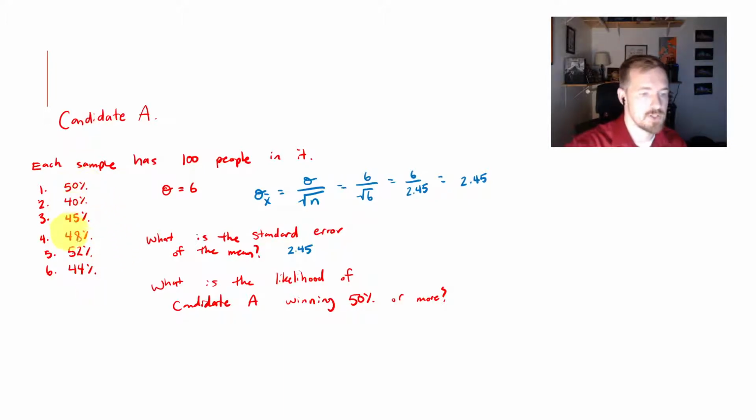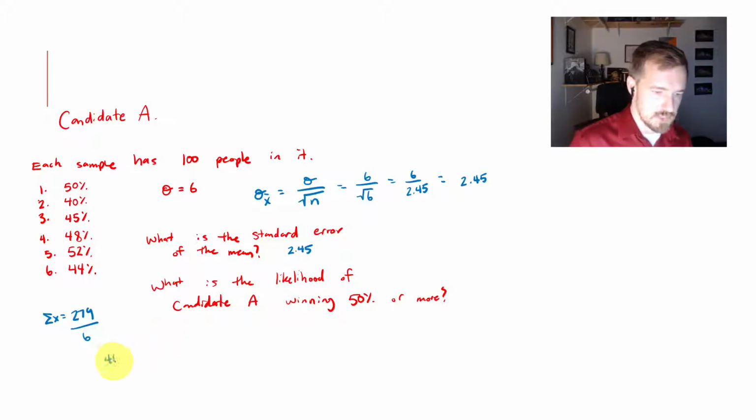The same way we always do. We're going to add all these together, then divide by 6, which is the total number of samples. It's going to be 50 plus 40 plus 45 plus 48 plus 52 plus 44. And when I add all this together, it's going to give me 279, and I'm going to divide that by n, which is 6, and so 279 divided by 6 is 46.5.